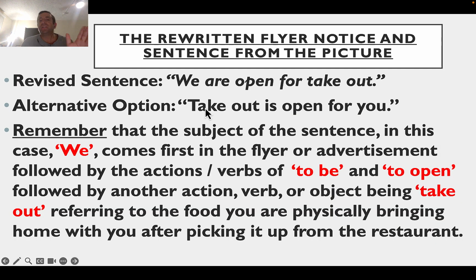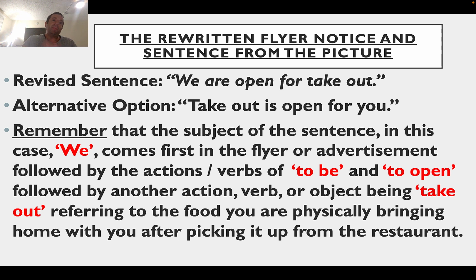So the revised sentence that I should impart on to all of you watching is we are open for takeout. So if you've written that down, or that was your best guess on how to rewrite this flyer notice in the window, it would be we are open for takeout.